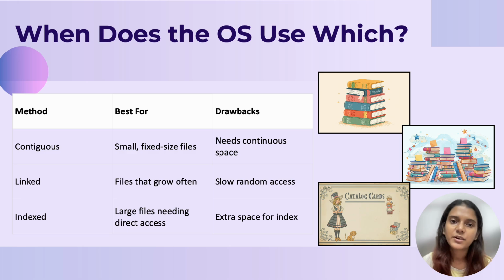At this point, you might wonder, does one method outperform the others? Well, not exactly. Each method has its own strength and is best suited for different types of files. Small, fixed size files work well with contiguous allocation. Files that grow constantly benefit from linked allocation, and files requiring quick access often use indexed allocation. Modern file systems like NTFS and Ext4 even combine multiple methods to get the best of all worlds.